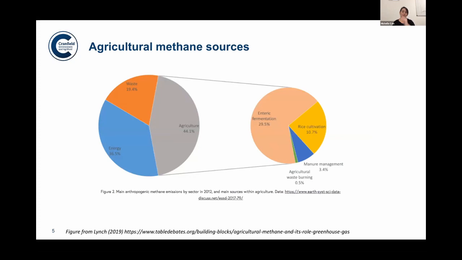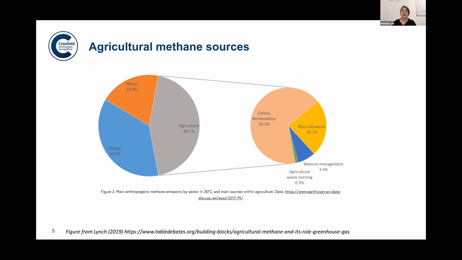So from agriculture, this is just another way of looking at the same data, basically. So the grey bar in the first pie chart is agriculture, and what are the sources within agriculture? Well, the biggest single source is enteric fermentation, and that's from ruminant animals, so cattle, sheep, and it's to do with how they digest food. There are microbes within the gut, within the rumen, which produce methane as a byproduct, and so there's not really any way you can absolutely eradicate that.